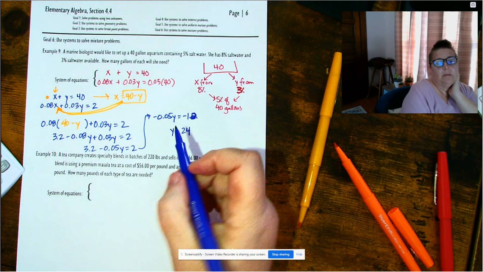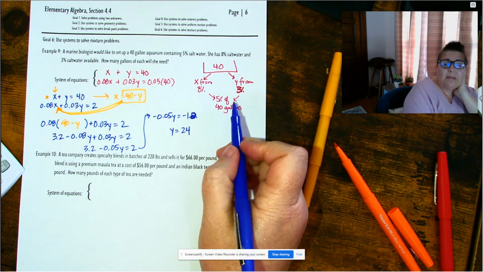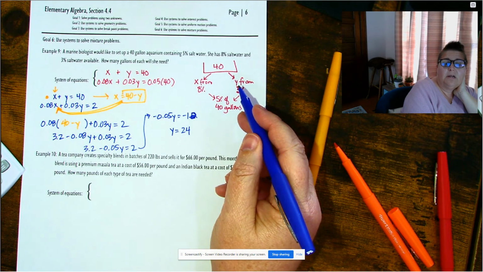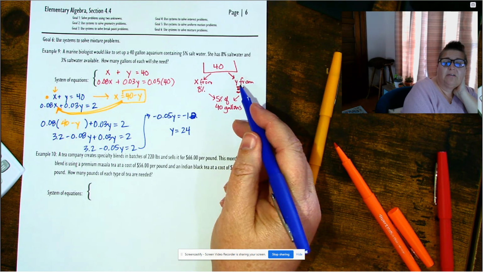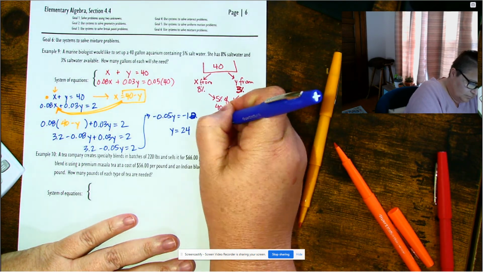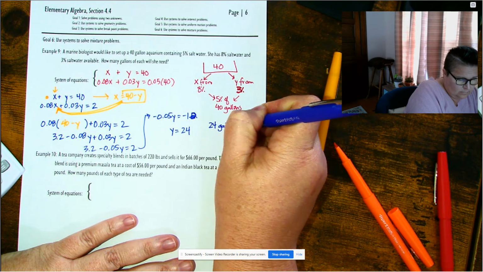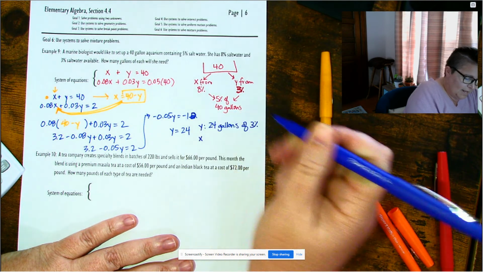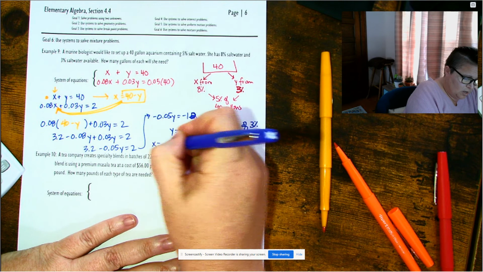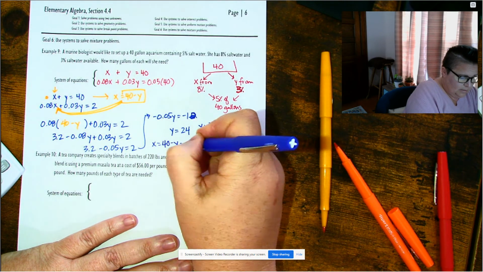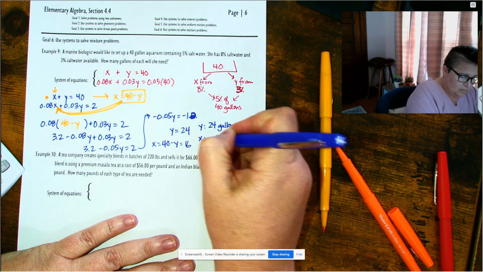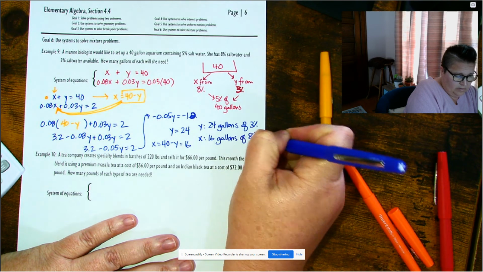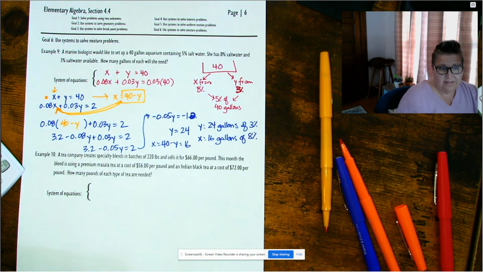What does this tell me? This tells me that the 3% is at y gallons. And if my y is 24, I know I will need 24 gallons of the 3%. That means that x, which as you recall is 40 minus y, x would have to be 16. So I'll need 16 gallons of the 8%.